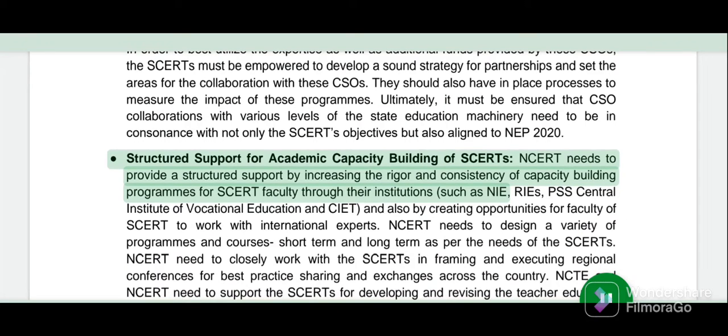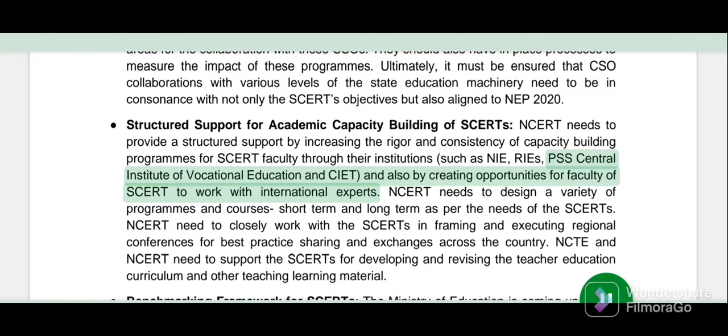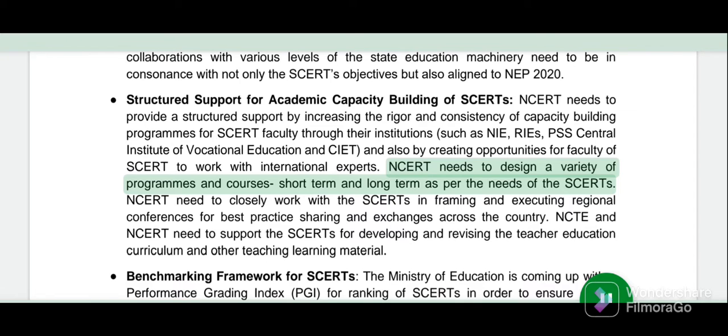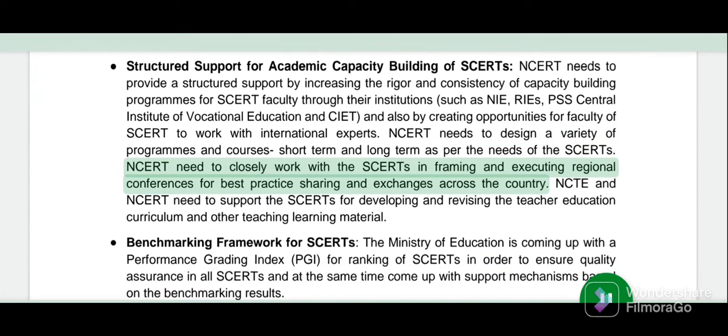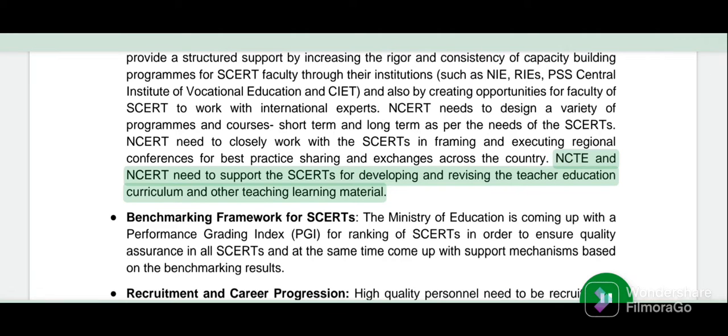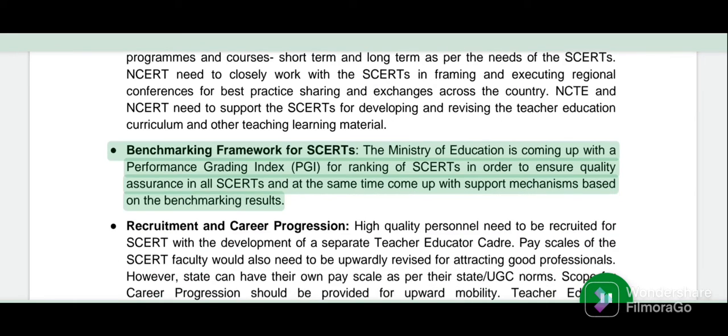Structured support for academic capacity building of SCERTs. NCERT needs to provide a structured support by increasing the rigor and consistency of capacity building programs for SCERT faculty through their institutions such as NE, RISE, PSSCIVE, Central Institute of Vocational Education and CIET, and also by creating opportunities for faculty of SCERT to work with international experts. NCERT needs to design a variety of programs and courses, short-term and long-term, as per the needs of the SCERTs. NCERT needs to closely work with the SCERTs in framing and executing regional conferences for best practice sharing and exchanges across the country. NCTE and NCERT need to support the SCERTs for developing and revising the teacher education curriculum and other teaching learning material.